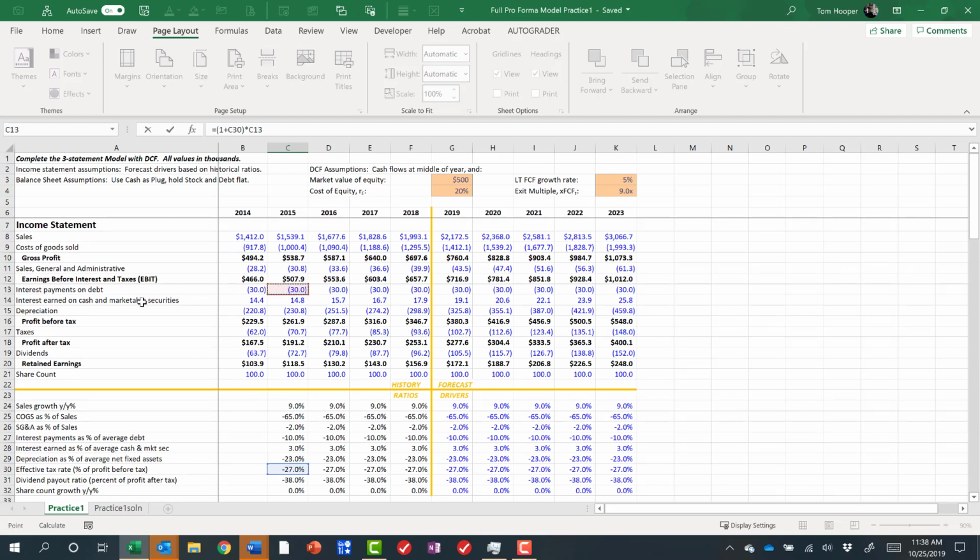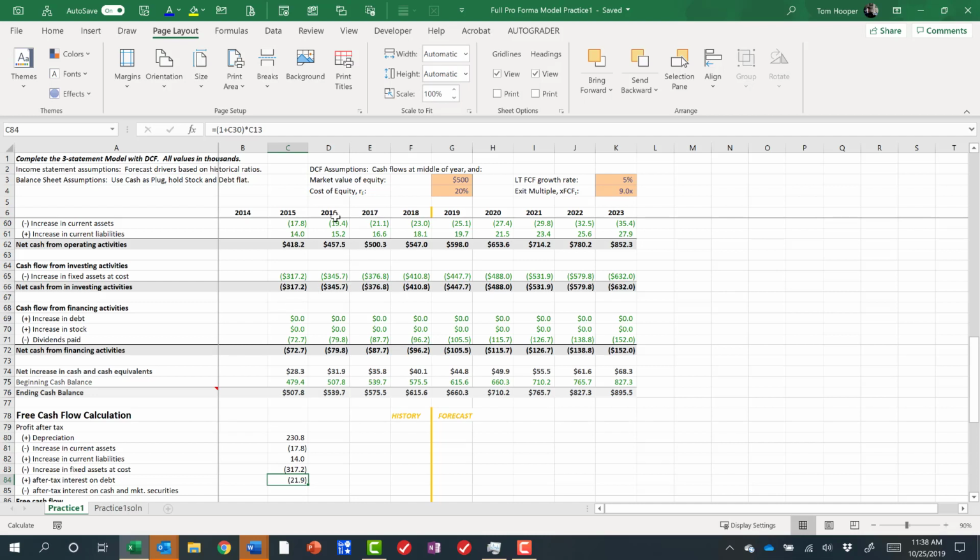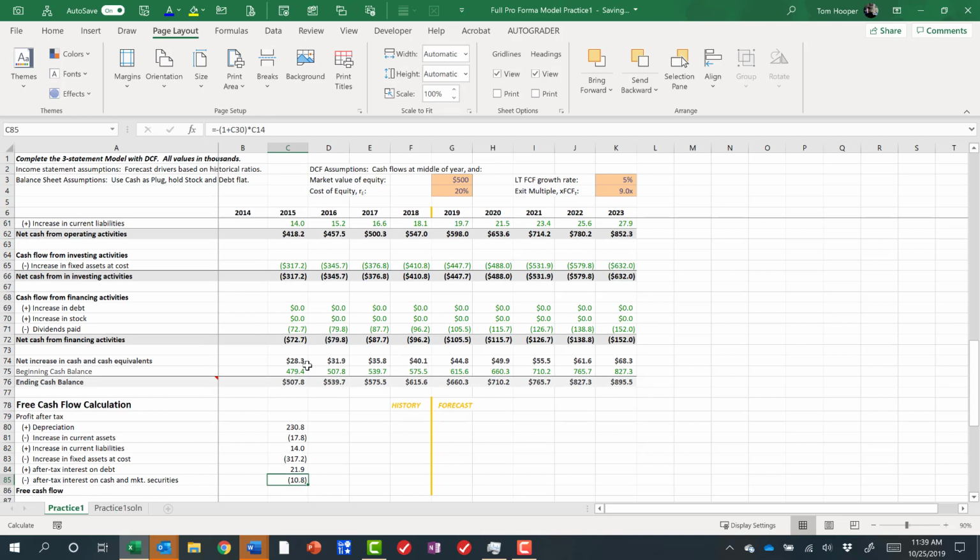And then we're immediately going to turn around and do this for interest earned on cash and marketable securities on line 14. But since that was negative in C13, then I need to add a negative sign here. We can copy that entire formula here and look at C14. And we actually do want to subtract a positive number, so we still need that negative sign. If we sum all those up, we should see what our free cash flow was for that year.